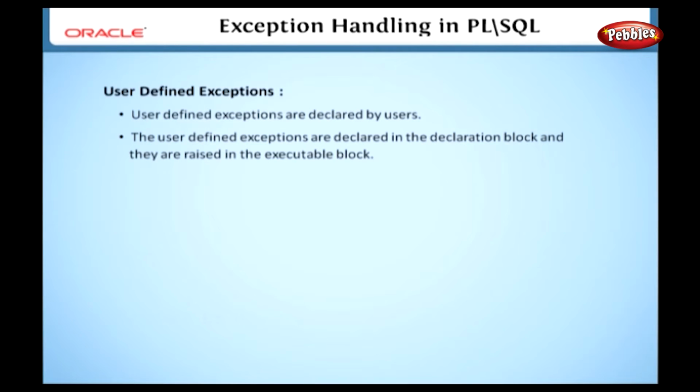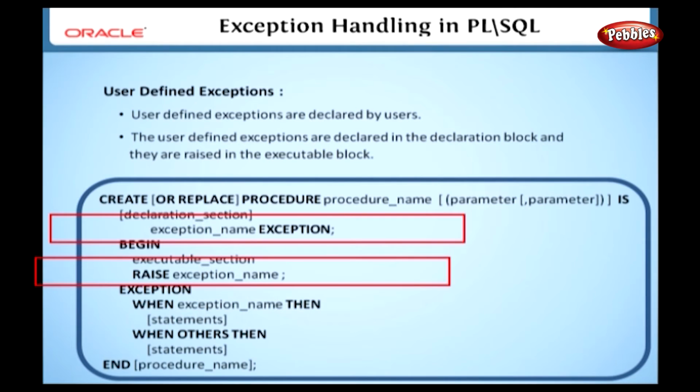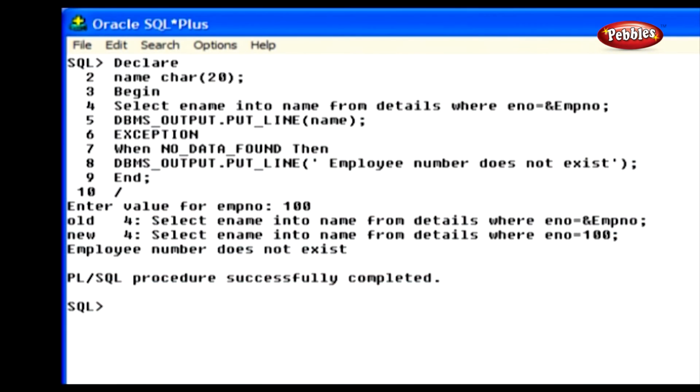In this section, we are going to discuss the next type of exceptions in PL SQL programming, the user-defined exception. User-defined exceptions are declared by users. The user-defined exceptions are declared in the declaration block, and they are raised in the executable block. Let's see the syntax for declaring a user-defined exception. In this syntax, we can declare exceptions in the declaration section. Then the exceptions are raised in the executable section, and these exceptions are handled in the exception section.